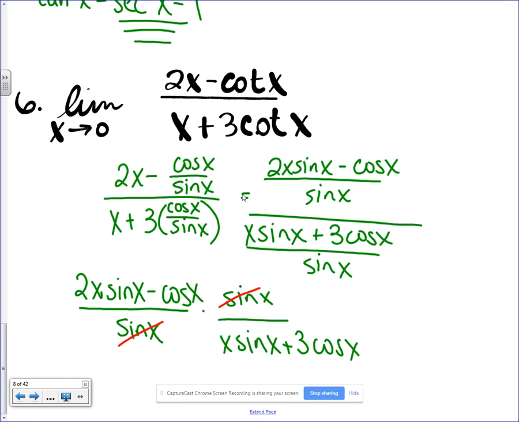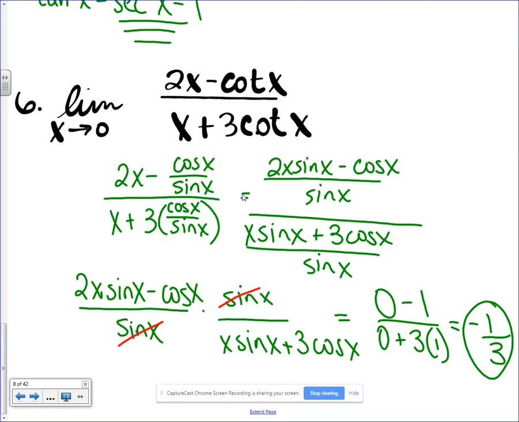And now I'm going to plug in 0. Folks, not really much plugging in to do here, because if I put a 0 right here, what is this going to become? That's 2 times 0 is 0, right? Doesn't matter what the sign is. So I have 0 minus, what's the cos at 0? Over, if I put a 0 here, doesn't this whole part become 0? Plus 3 times, what's the cos at 0 again? So in my numerator, I have -1. In my denominator, I have 3. So it looks like my limit is -1/3.